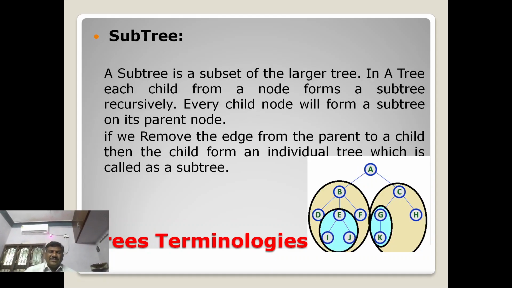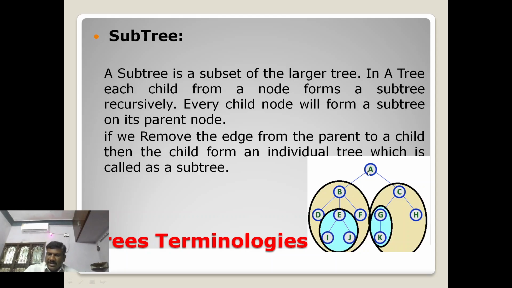Subtrees. What is a subtree? A subtree is a child of a node, followed by everything under it. In simple terms, if A has two children, B and C, and you remove the link, B will be considered a separate tree.